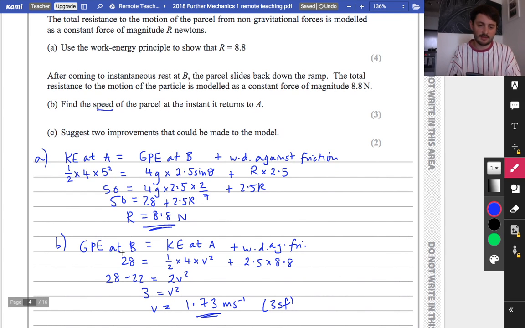So it had all this potential energy because it was high up. As it slid down, that energy was converted into the kinetic energy that it had at A and overcoming some of the friction that we had there.